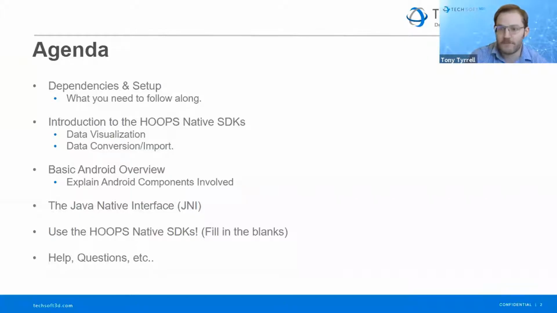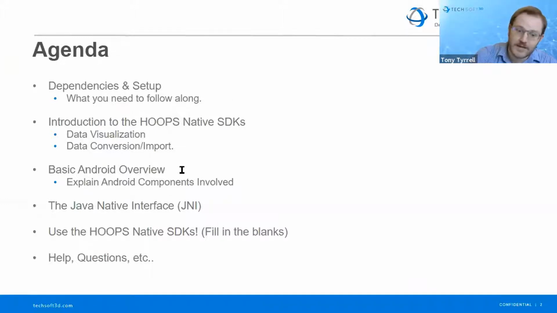I want to start off and touch on all the dependencies and different pieces of software that we're going to be using, and how you can set those up so that you can follow along or potentially download and run this at some time in the future. After we get everybody up and running, I would like to briefly talk about the Hoops native SDKs that we offer. Specifically, these are SDKs focused on 3D visualization and CAD data translation. So whichever of those fit your needs.